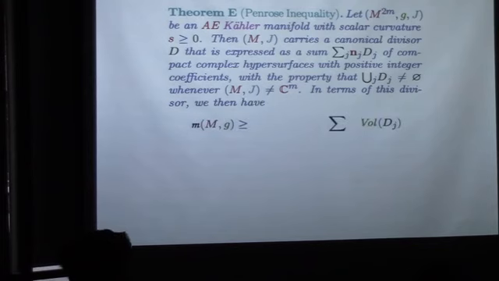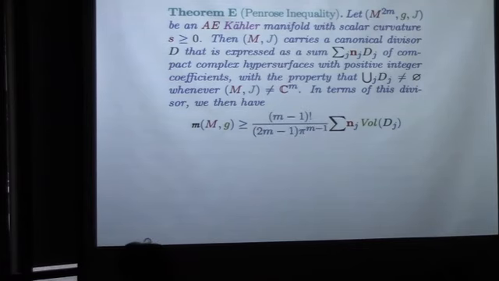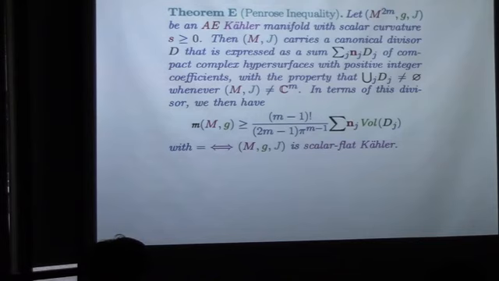And in terms of the divisor, basically the volume of the divisor gives you a lower bound for the mass. You have positive integer coefficients on the components, and then there's some universal constant just depending upon the dimension. And you get equality if and only if the metric is scalar-flat Kähler. If your Kähler metric is scalar-flat.